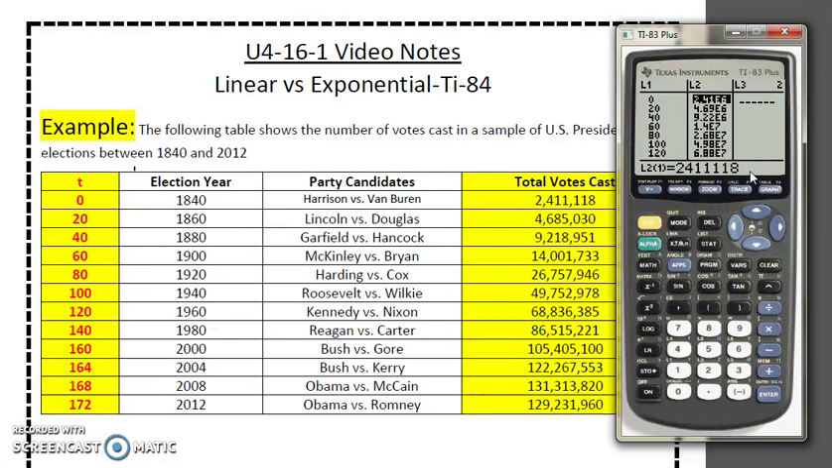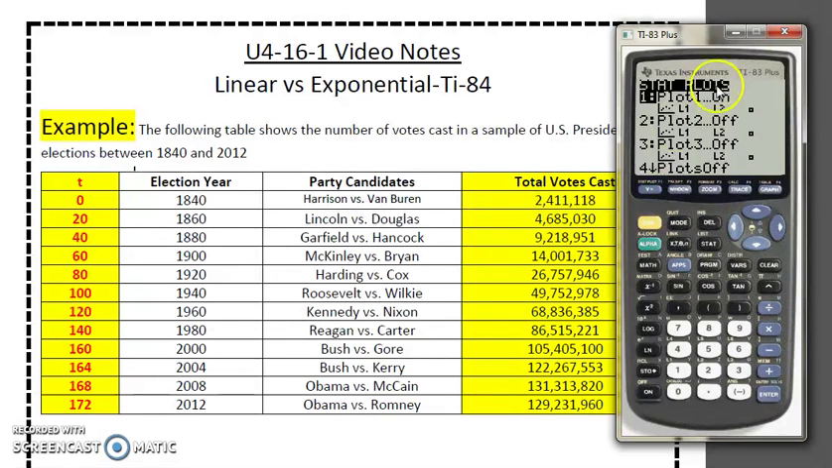So we want to take a look at this data. I need to make sure my stat plot is on. I want to look at the graph, so I'm going to hit second and y equals. And my stat plot is on, but if it was not, I would just hit enter twice.